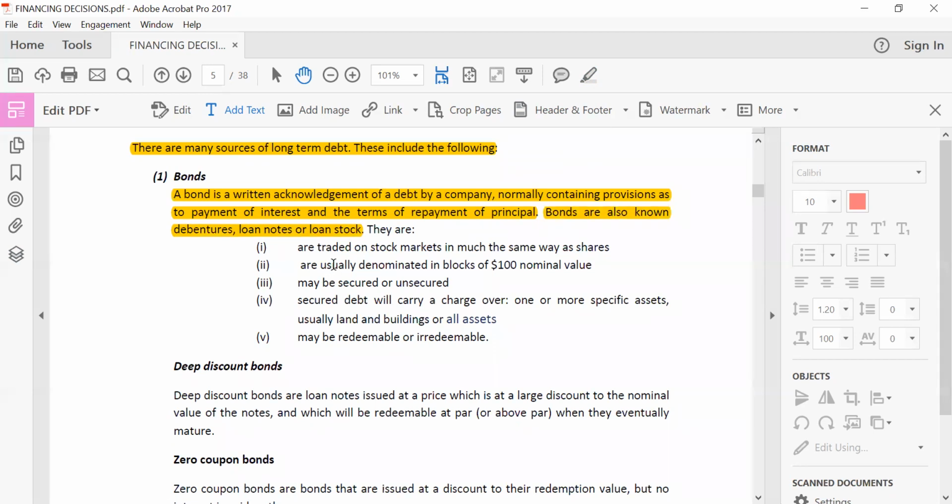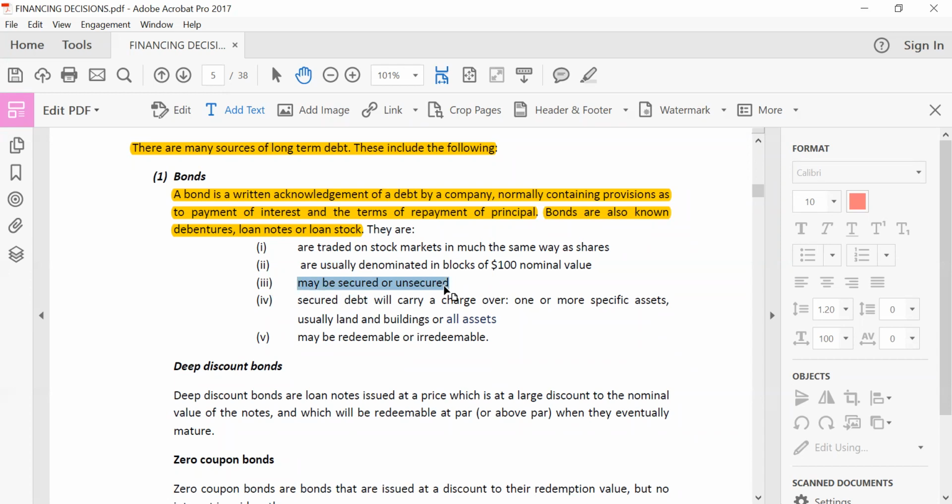Bonds are usually denominated in blocks of 100 nominal value. That is why all the time the bonds are sold at par. That is 100, 100, 100. But in some contexts, in some markets, it can be what? Sold in thousands or can be sold in 10,000s, right? Good. Bonds may be secured or unsecured, right?